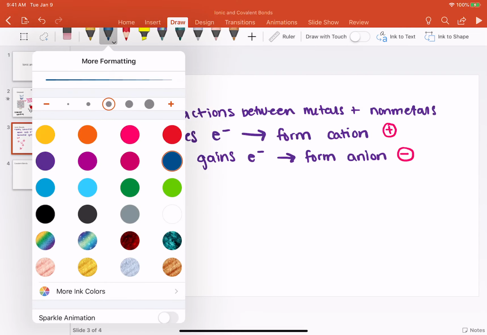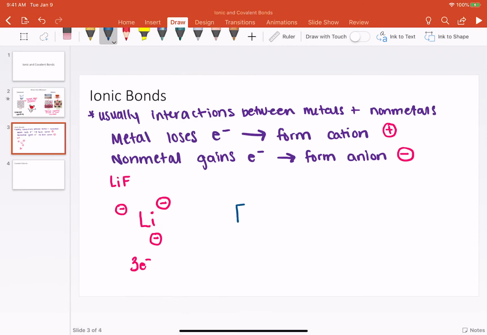Fluorine, on the other hand, is our nonmetal. And if we look at the periodic table, it has 9 electrons in its neutral form. So 1, 2, 3, 4, 5, 6, 7, 8, 9. I didn't draw those in any particular place or in any particular order. We'll get to the ordering of electrons later on this semester, but for now, fluorine in its neutral form has 9 electrons.